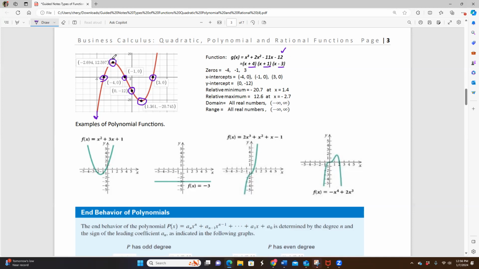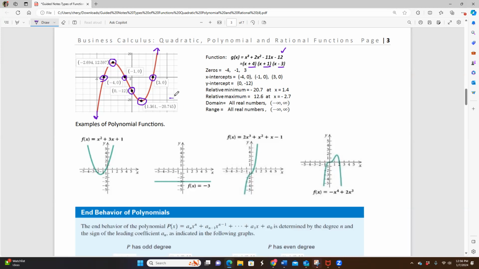Our relative maximum, similarly, is here. It is the maximum in this vicinity. We get higher maximums going over here, but our relative maximum is the 12.597. It's the y value, and that's when x is about 2.7.